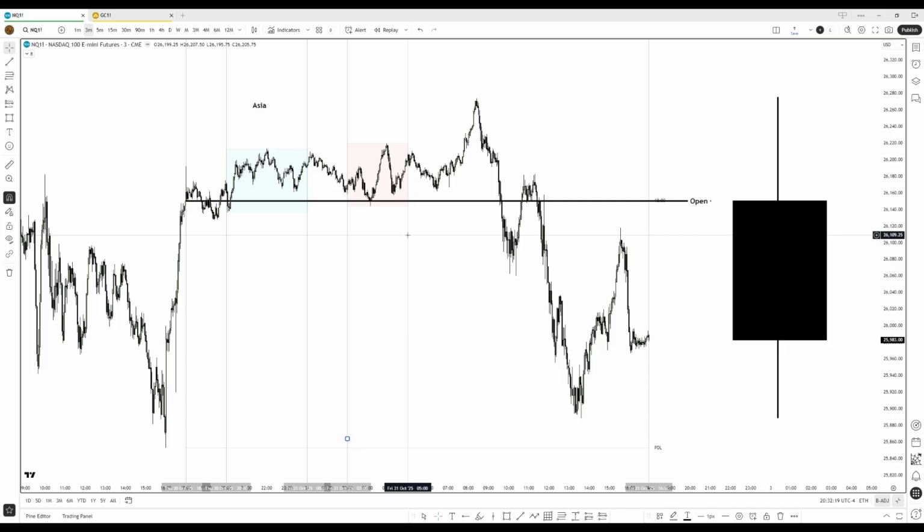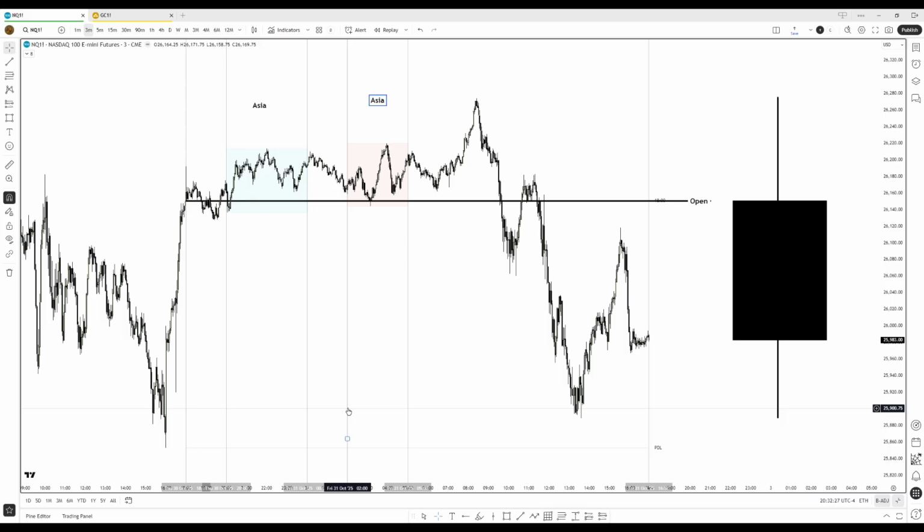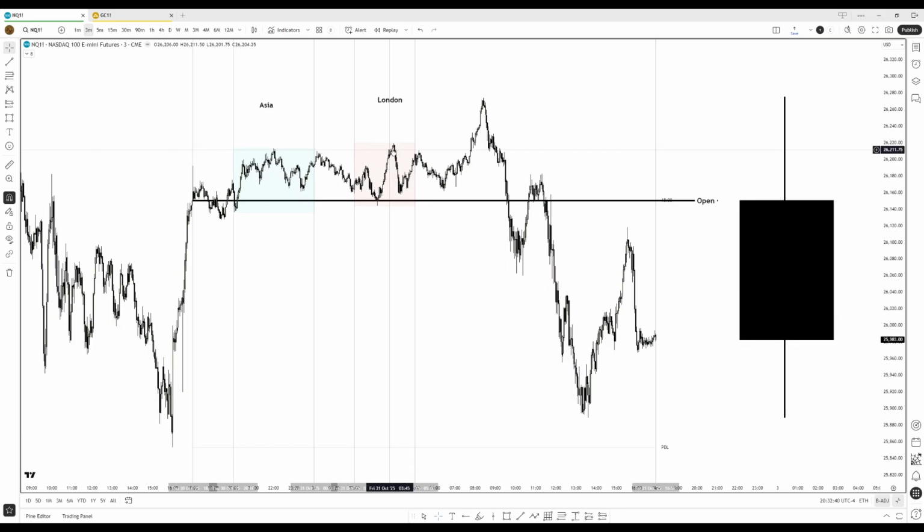So this is London, right? London opens at 2 a.m. Eastern, and then it closes at 5 Eastern. Okay. And New York, I don't usually put the boxes for New York. I'm in the live charts. I don't need it to remind me. I just need this because I work off of what happened before, and then I use New York based off of the data that I have here and here.